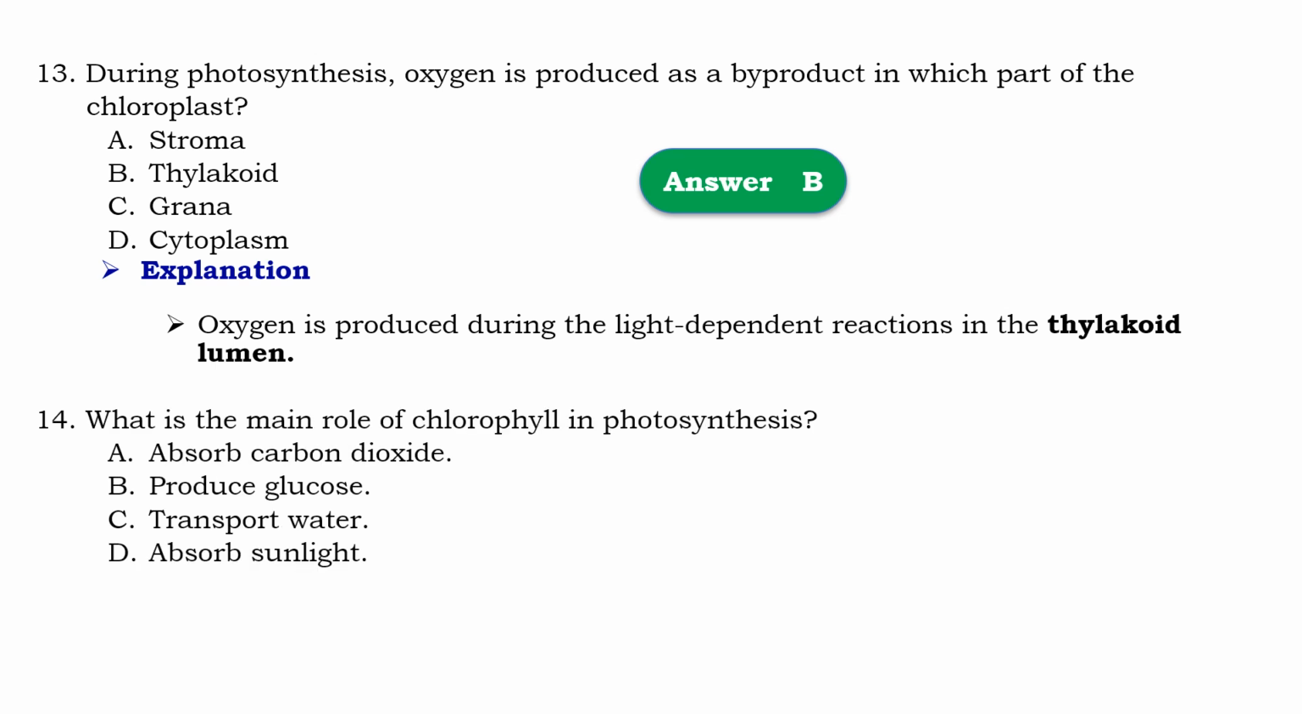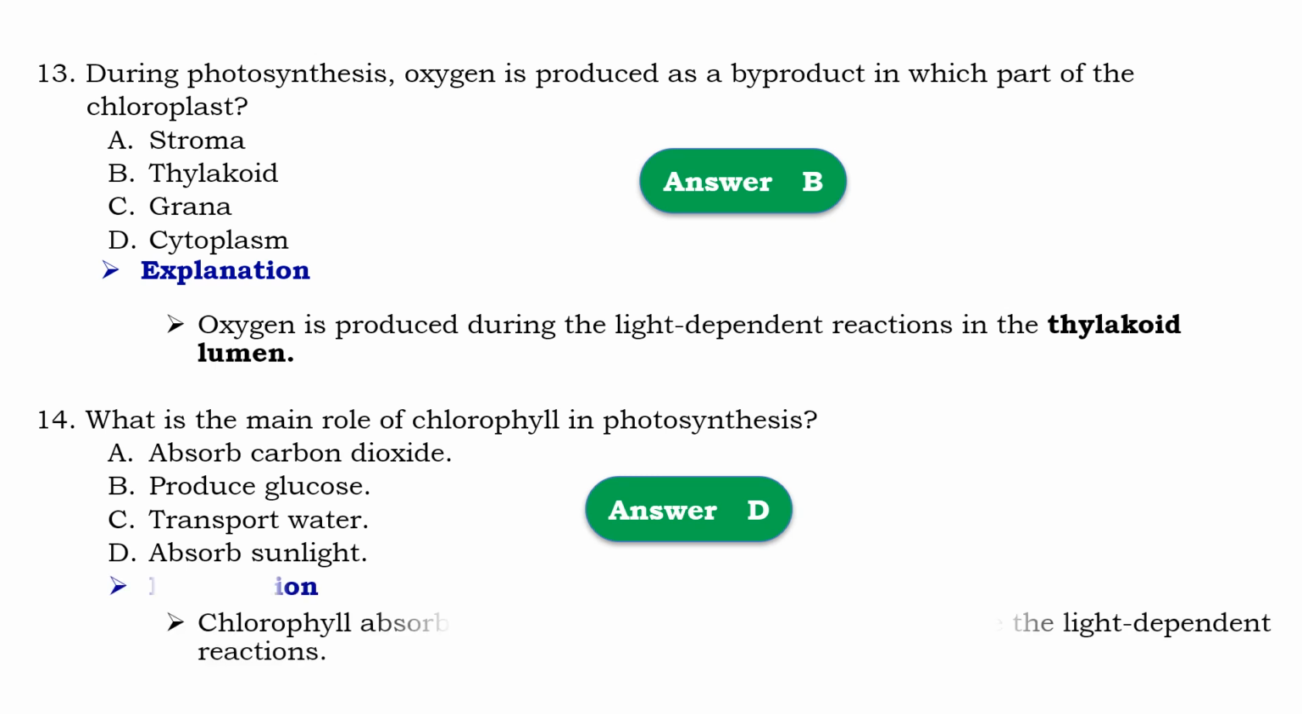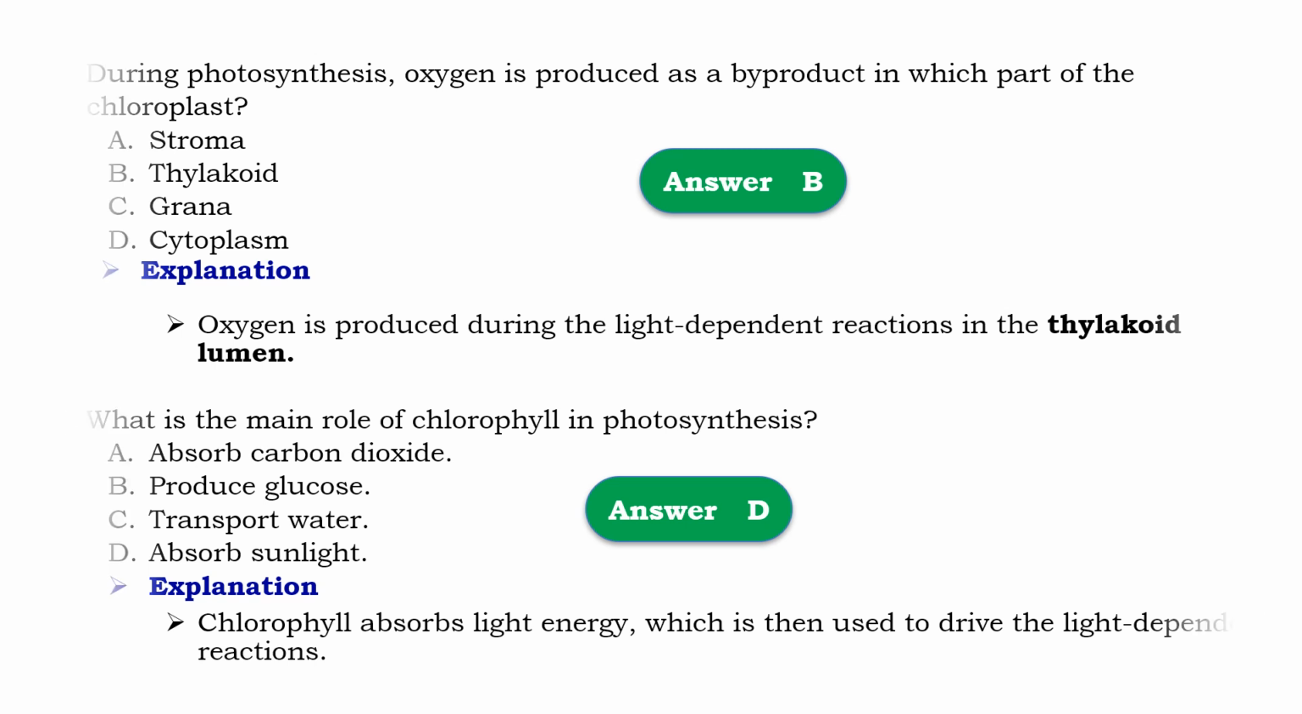Question number 14: what is the main role of chlorophyll in photosynthesis? So that should be D, absorb sunlight. Means that chlorophyll absorbs light energy, which is then used to drive the light dependent reaction.